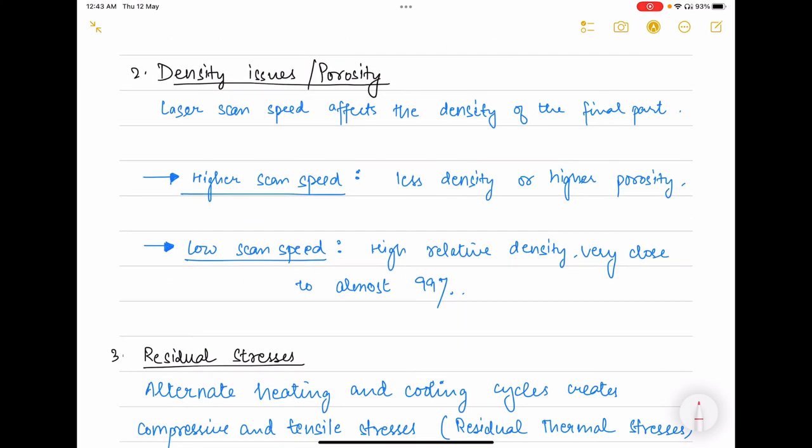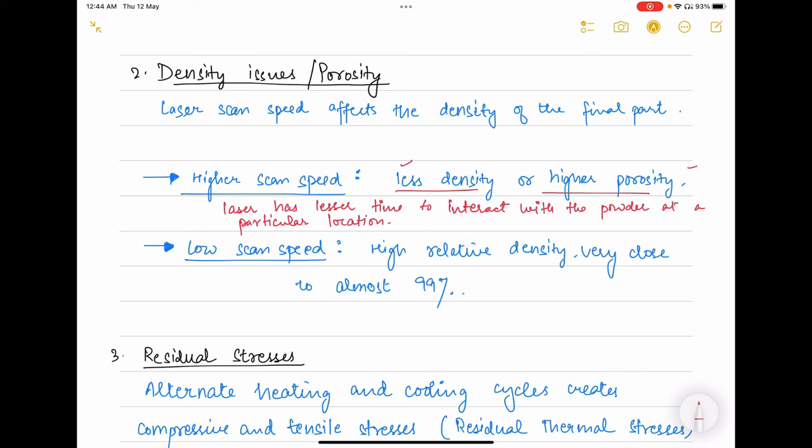Now we have density issues or porosity. Laser scan speed affects the density of the final part. At higher speeds, we have less density or higher porosity. At higher scan speed, the laser has lesser time to interact with the powder at a particular location. Since it has lesser time, the energy input will be lower. Hence, there will be lower fusion of the consecutive scan tracks or the layers. As a result, we'll have lesser density or higher porosity.